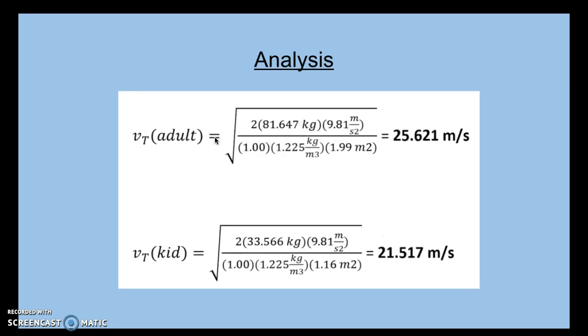Then the next example that we used was an adult versus a kid skydiver. So we chose values for the mass based on average values for your average adult male and your average kid. And then we chose the area based on a website that we used to calculate the average area of an adult and of a kid. And then we used 1 as a drag coefficient for each. And what this showed was that the adult would reach a higher terminal velocity than the kid.